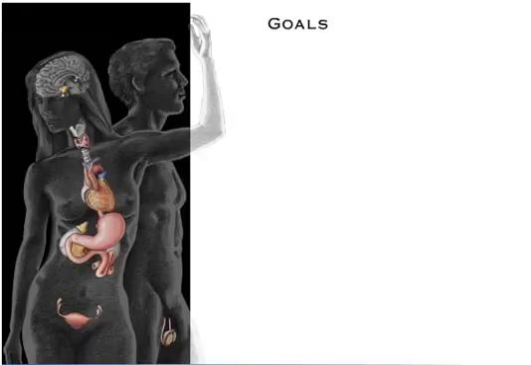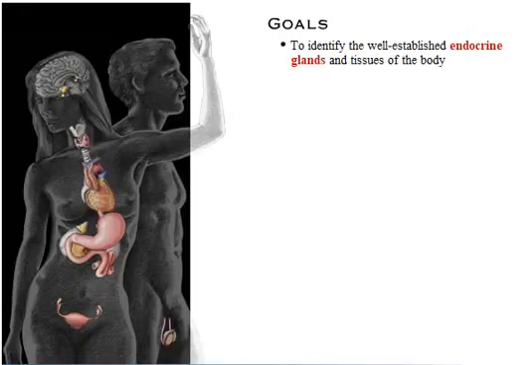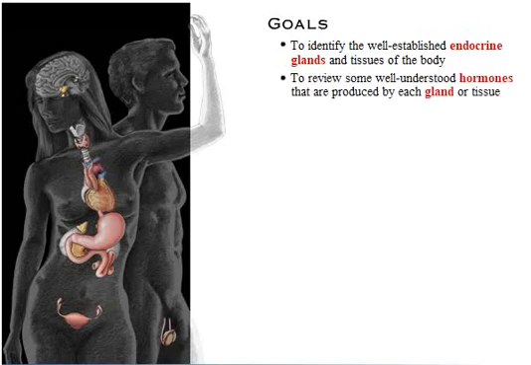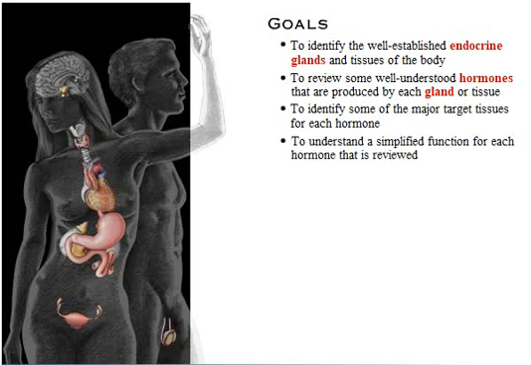Your goals for learning are to identify the well-established endocrine glands and tissues of the body, to review some well-understood hormones that are produced by each gland or tissue, to identify some of the major target tissues for each hormone, to understand a simplified function for each hormone that is reviewed.